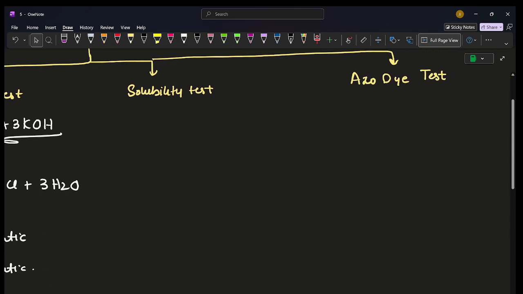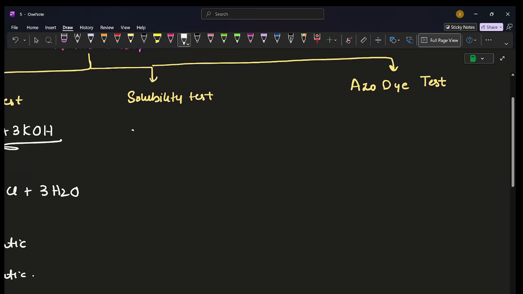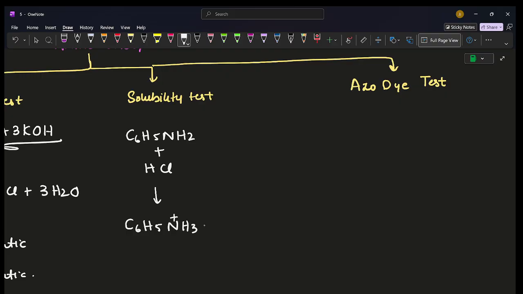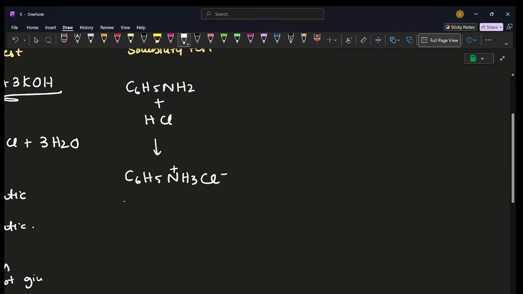So let's look into the solubility test. Due to basic nature of amino group, amines react with acids to form salts which are soluble in water and hence they can be used as a test. So you have C6H5NH2 plus HCl. You're going to have C6H5NH3+ and Cl-. So this is basically anilinium chloride which is soluble in water. So it's a very simple solubility test.